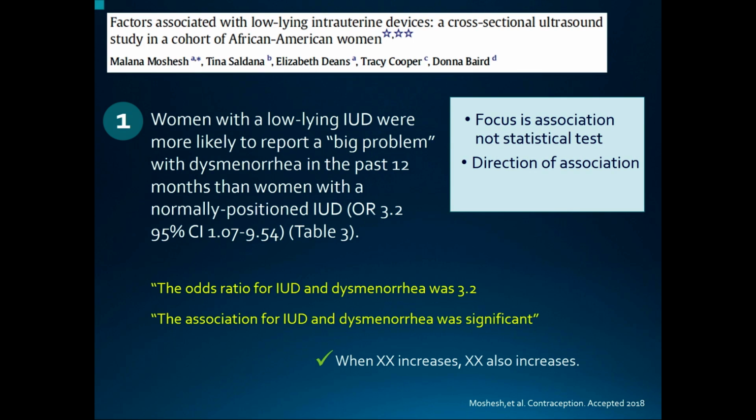Here's an example of a clear description of the direction of an association. It's clear here that when one variable increases, the other variable also increases. Don't assume your readers will know the direction of the association.